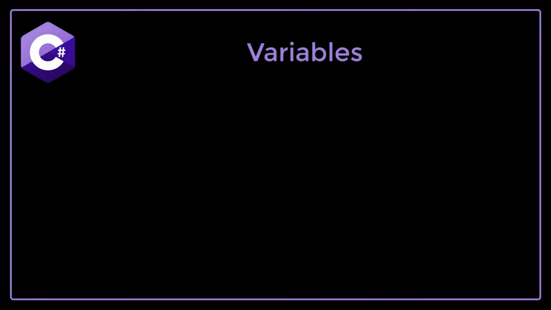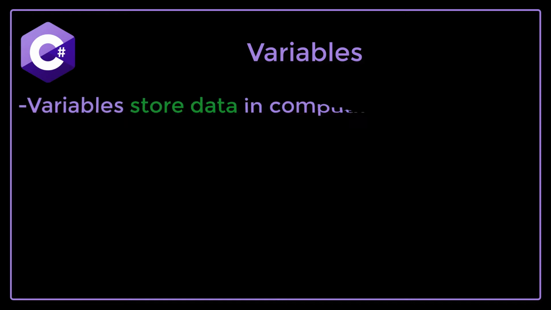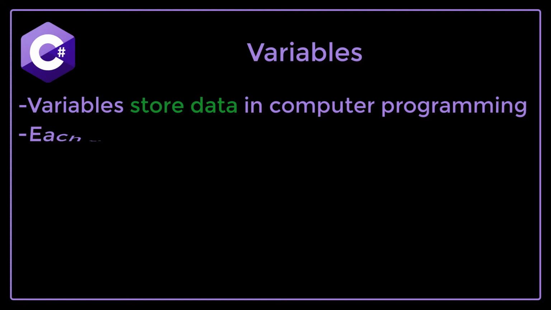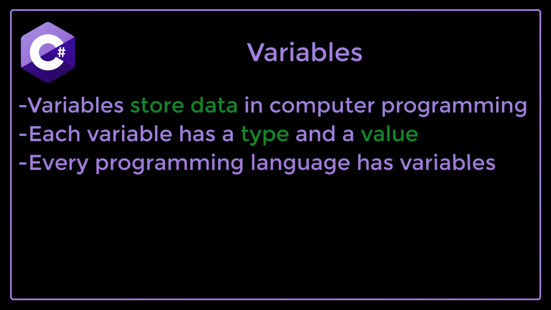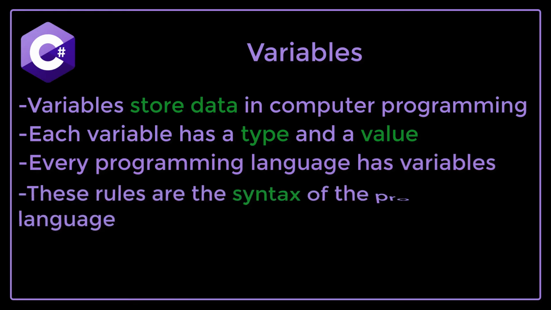In this lecture, we will learn the basics of variables in C# programming and computer science overall. Variables store data in computer programs. Each variable consists of two things, a type and a value. Every language has variables, but there are slight differences in the rules for each language. These rules are what we refer to as the syntax of the programming language.